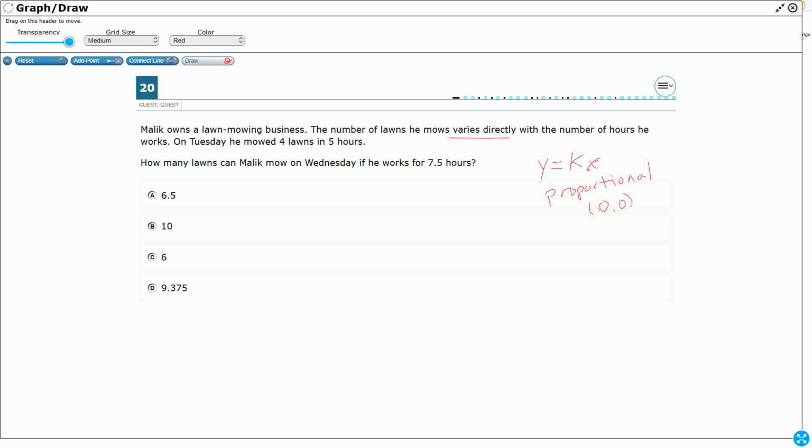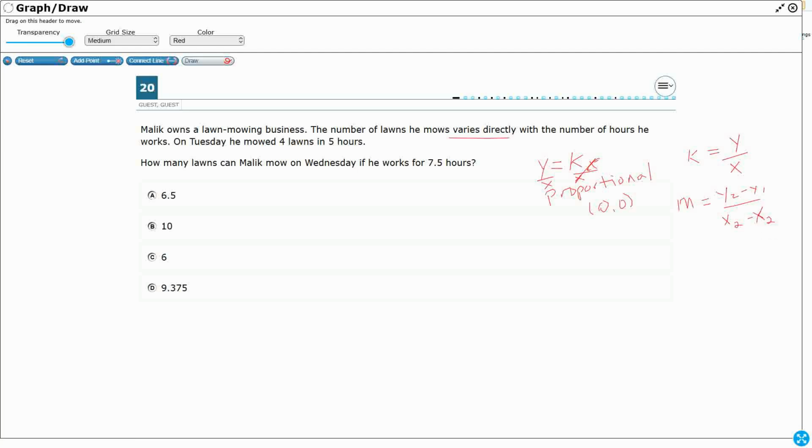All right, so how many lawns can he mow on Wednesday if he works 7.5 hours? When we are looking at it like this, we are looking for this constant of proportionality. And how do we find that? Well, we can just divide both sides by x, if we wanted to isolate that. So k equals y over x, and that's how we get our slope, right? Our slope is going to be our change in y over our change in x. So it's all related here.